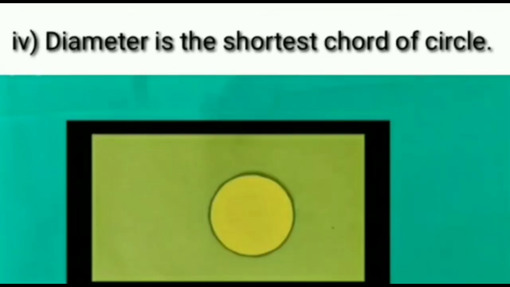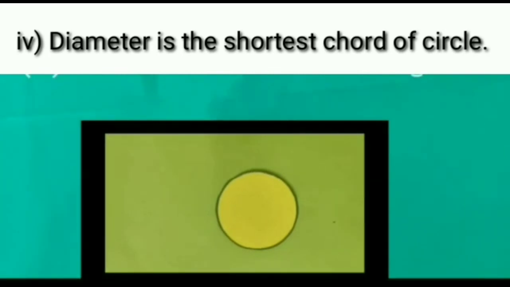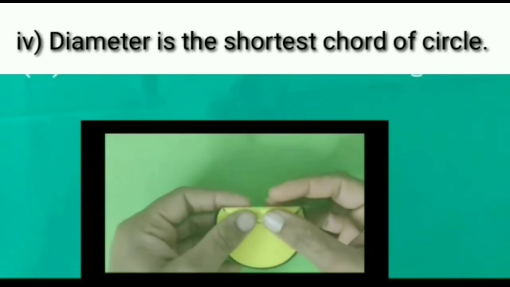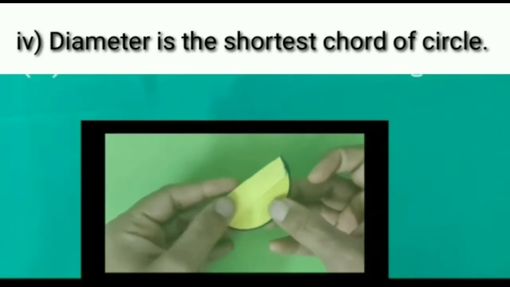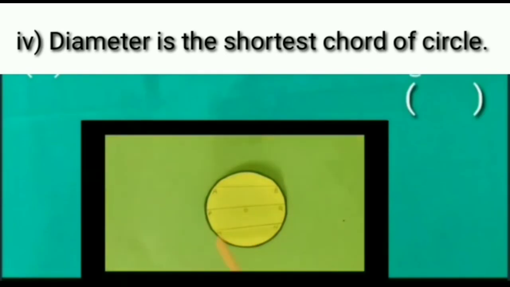Our fourth statement is diameter is the shortest chord of circle. Here you can see that I have a circular paper. Now let's fold this circular paper from different sides. As you can see, I have folded it. Now unfold it. And while unfolding, we have got some line segments whose endpoints are on its circumference.